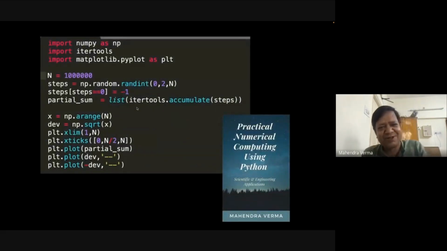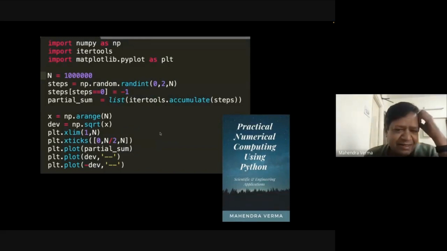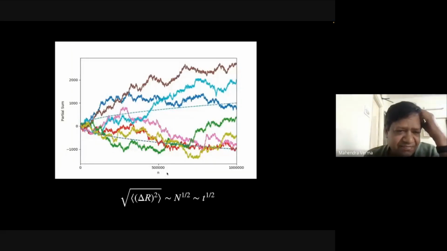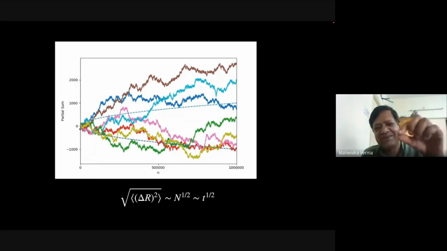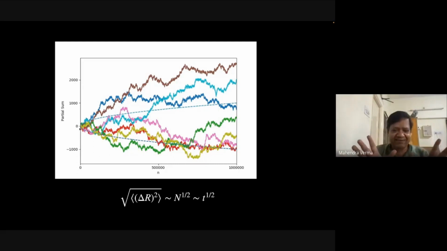So I wrote a simple Python code, and the x-axis is the number of collisions, and the y-axis is the distance. This is not for pollen basically, but it is for a random walker in one dimension. We know that the random walker can take one step to the right or one step to the left, but if you allow the person to take n steps, the distance traveled is not n, right? Because sometimes the person is going to the left or going to the right.